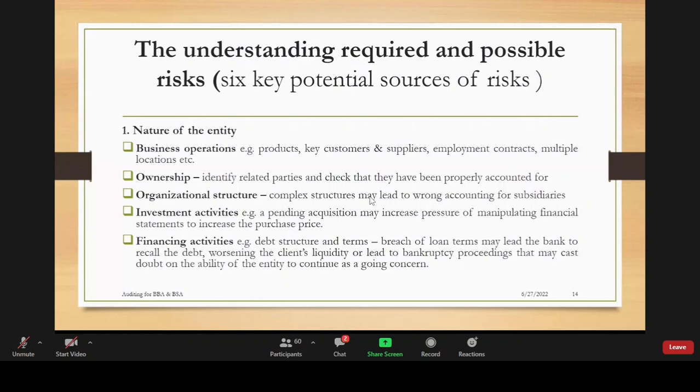Okay? The products, some products are highly risky, some aren't. Where you find that your client is relying so much on a particular customer, like that customer contributes 70% of their revenue, that is a big risk. Reason being that this client of yours will do whatever it takes to keep this customer, even if it means compromising quality, giving kickbacks. So the business operations are a big source of risk under the nature of the business. Ownership, related parties.